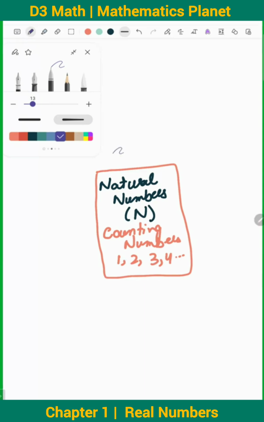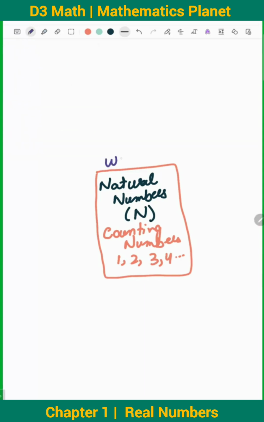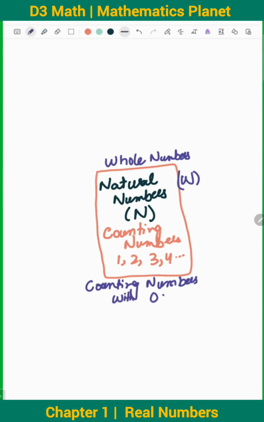Okay. So the next set of numbers we have is whole numbers. Whole numbers is another set of numbers. Whole numbers is represented by W. Whole number is a set of numbers that is the counting numbers. It is also counting numbers, but the addition is with 0. So whole numbers are counting numbers with 0. So we can say that whole numbers are 0, 1, 2, 3, carry on. So you can see that still the negative numbers are not included in the whole numbers.